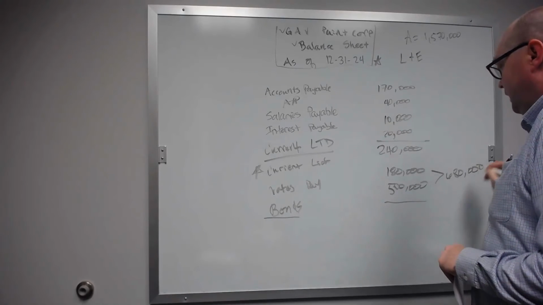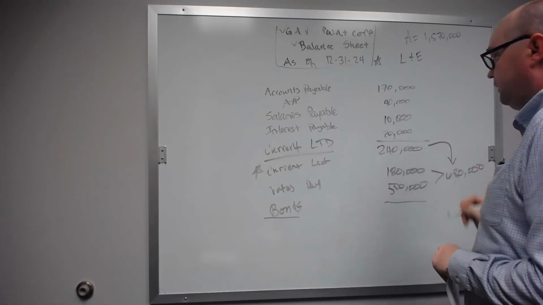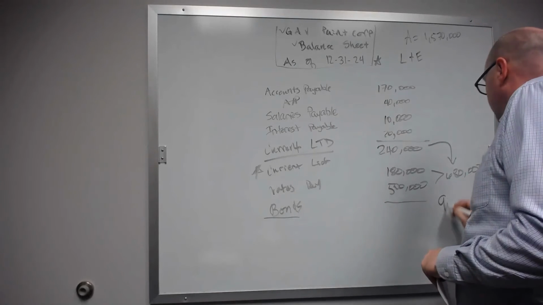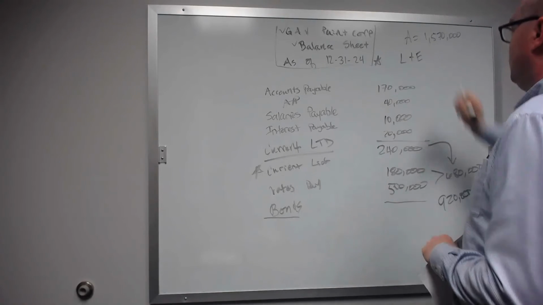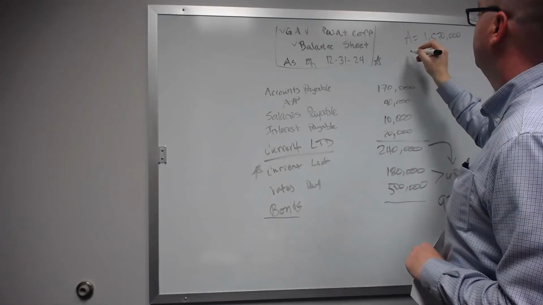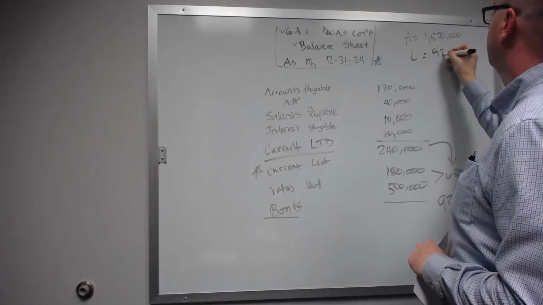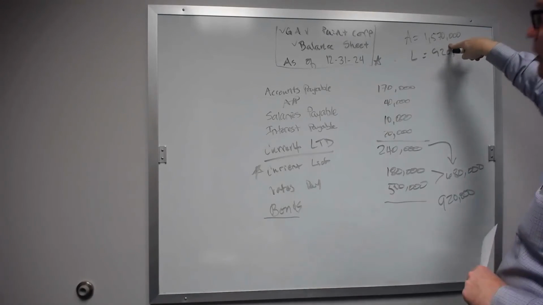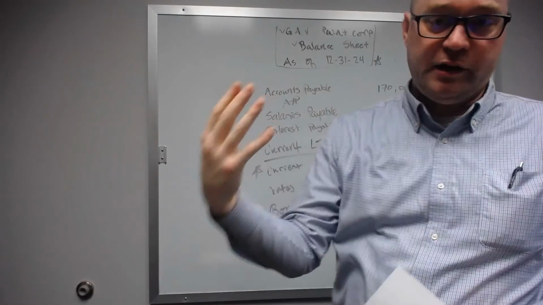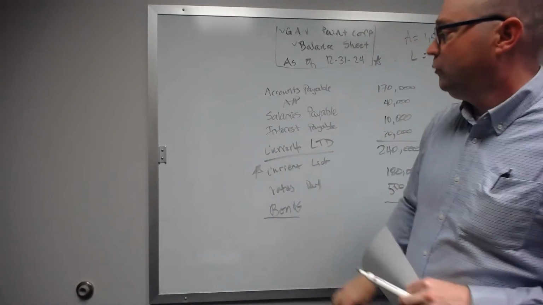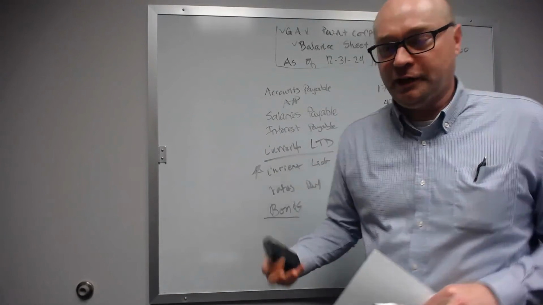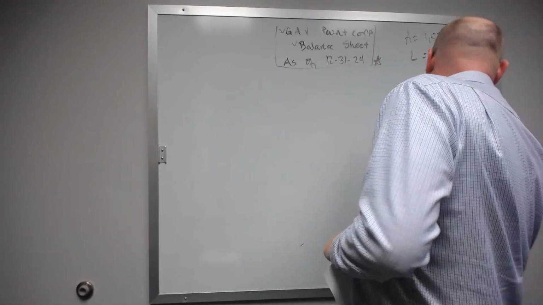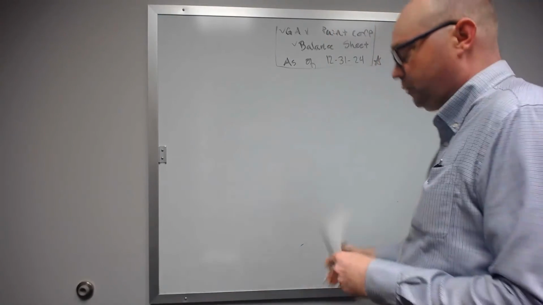And then we're going to add our current and our long-term together, and that's going to give us $920,000 in total liabilities. So let's just say liabilities equals $920,000. So we know we're still $650,000 short of making our fundamental accounting equation balanced. How are we going to fix that? Well, with the last portion of our fundamental accounting equation, that E, right? The equity portion. So let's go ahead and work through the equity portion of that.